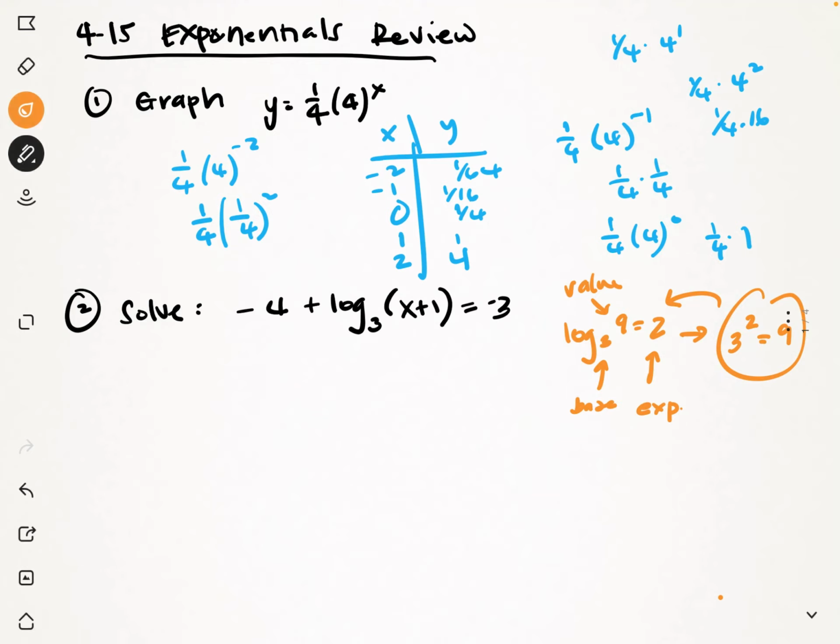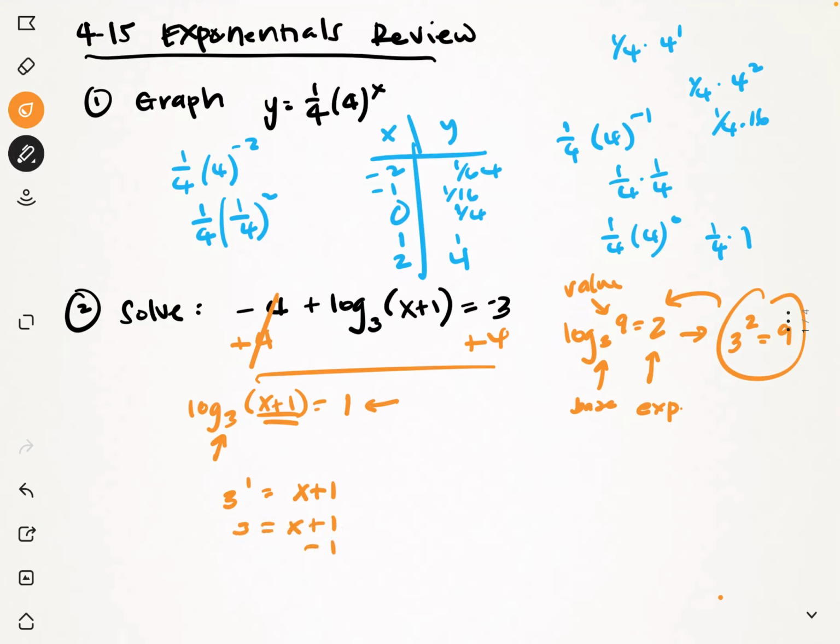All right, so let's go ahead and solve this. Let's clean this up before we start doing the conversion. We're going to add our 4 to both sides. So you have log base 3 of x plus 1 is equal to 1. And then let's convert this into an exponential. So this is our base, 1 is our exponent. So 3 to the 1 is equal to the value x plus 1. So 3 equals x plus 1. We're going to use our algebra to subtract 1 and move it to the other side. So x is going to be equal to 2.